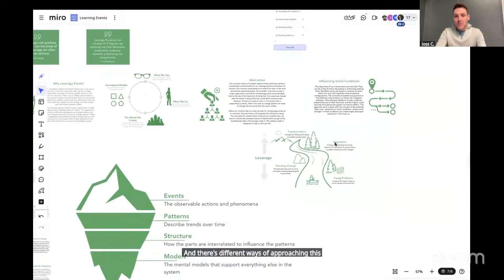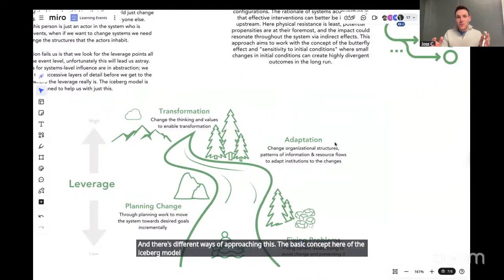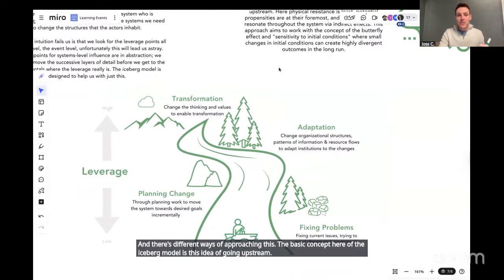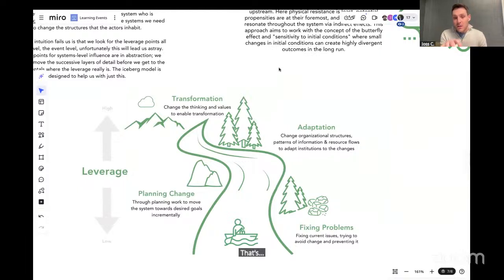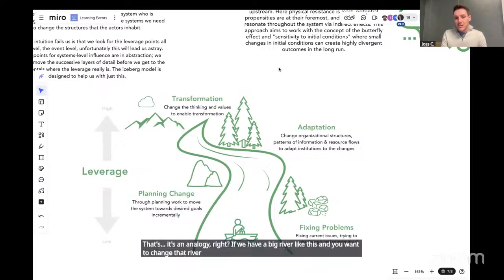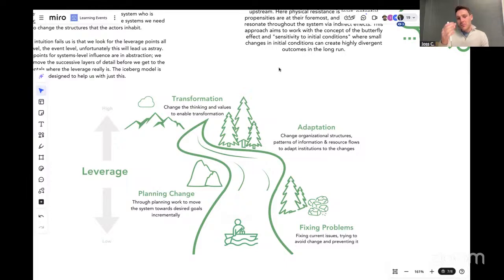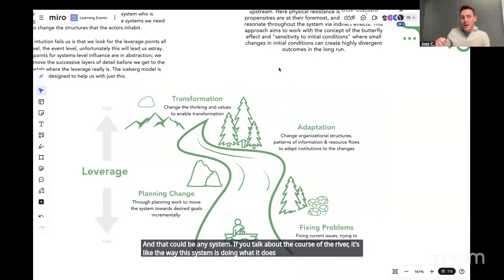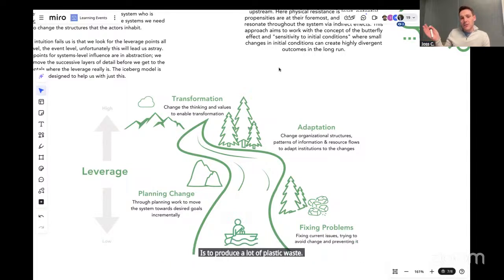The basic concept here of the iceberg model is this idea of going upstream. It's an analogy, right? If we have a big river like this, and you want to change that river, the river is a system, and you want to change the course of the river. And that could be any system. If we talk about the course of the river, it's like the way this system is doing what it does, right? The way our materials economy, the way that river is currently flowing and set up, is to produce a lot of plastic waste and throw it out into the sea and so forth.